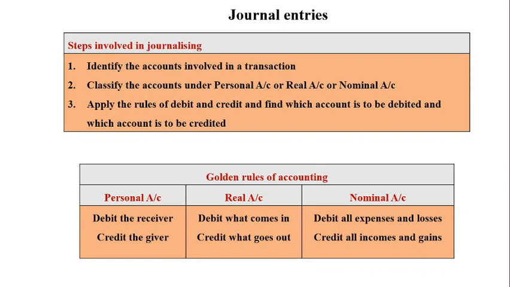The golden rules of accounting state: for personal account, debit the receiver, credit the giver. For real account, debit what comes in and credit what goes out. For nominal account, debit all expenses and losses, credit all incomes and gains.